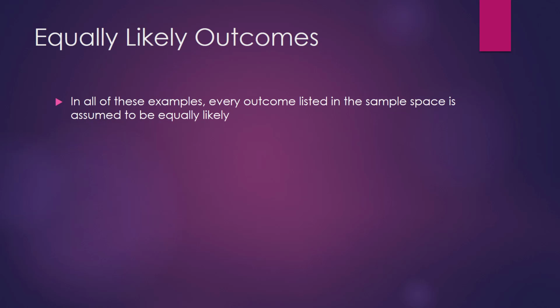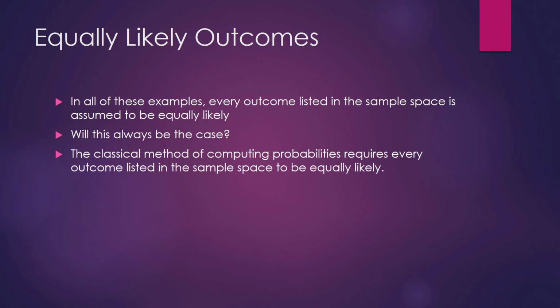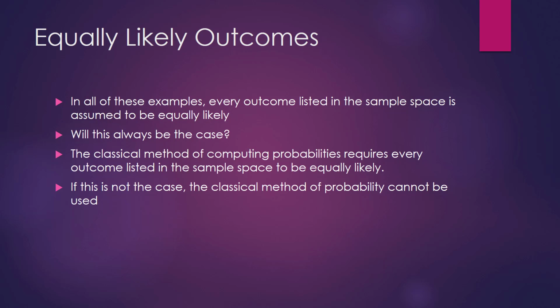So again, in all of these examples, we're assuming that each sample space outcome is equally likely. Do you think this will always be the case? The classical method of computing probabilities requires that every outcome listed in the sample space is equally likely. If this is not the case, then the classical method of probability cannot be used.